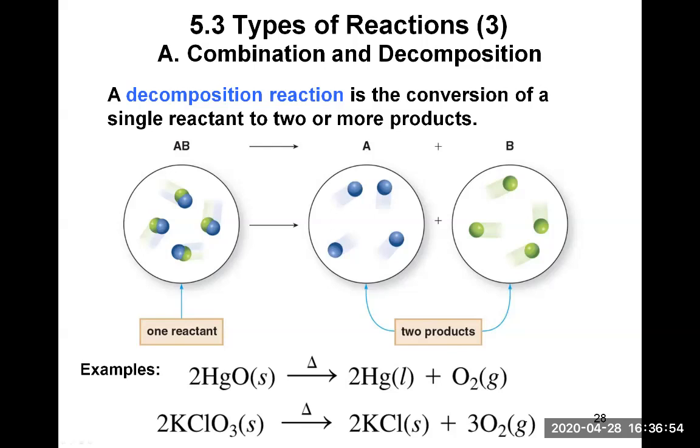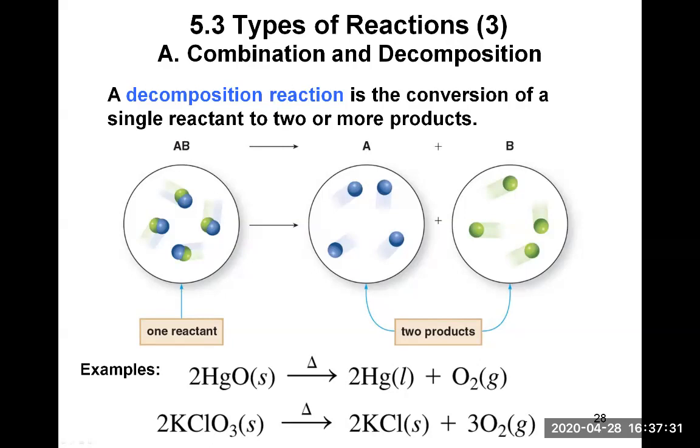We have mercury oxide here being decomposed. Typically those decomposition reactions require energy to happen, or heat. And here the delta symbol represents heat. You need heat to decompose the mercury oxide into liquid mercury. Mercury is the only metal that is liquid at room temperature. And you can retrieve oxygen gas. So from one reactant, you obtain two products.